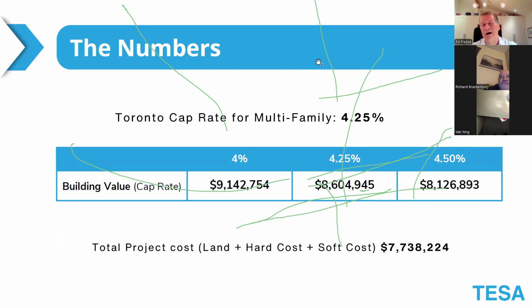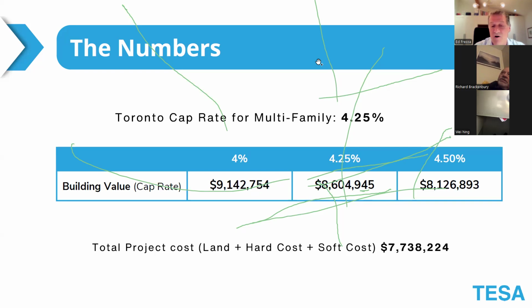So we've shown you a bit of a sensitivity analysis, if you will, saying, well, what if by the time we build this, the cap rates go up a bit to 4.5? What impact would that have on valuation? You can see it's about $500,000. On the other end of the spectrum, what if it drops to 4%? You can see the valuation goes up by about 500 grand, right?